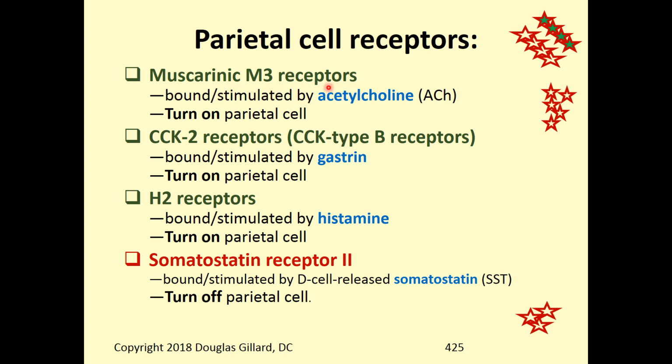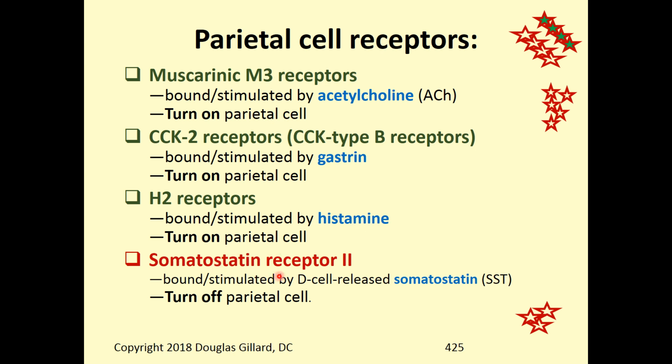Muscarinic M3 receptors, sometimes just called M3 receptors, bind acetylcholine and turn on parietal cells. CCK2 receptors, sometimes called CCK type B receptors, are bound by gastrin, the hormone, which also turns on parietal cells. H2 receptors bind histamine, a very powerful stimulator of acid from the oxyntic gland. Another turner on of the parietal cell.